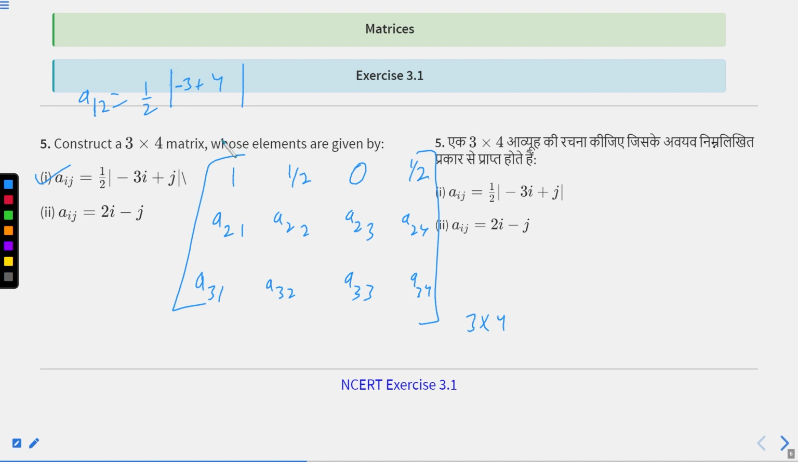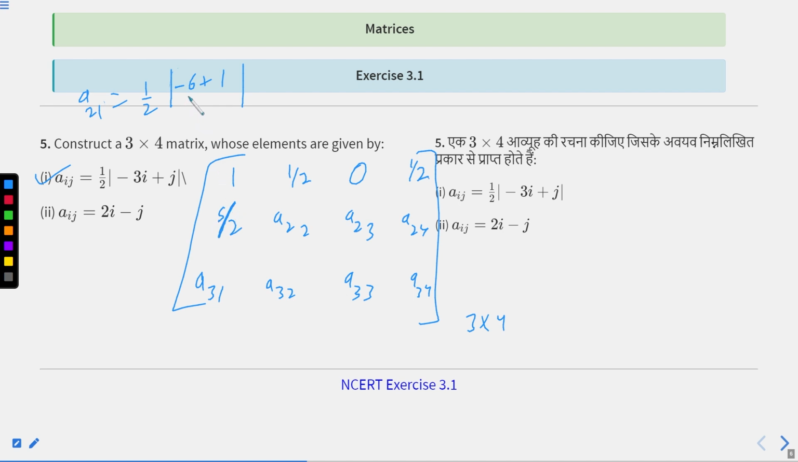Okay, I hope that it is clear. Now for A21, at the place of i you are having 2, so it means minus 6 plus 2... this will be 7, minus 7, sorry, not minus 7, this will be minus 5, and because of the mod you will have positive, so 5 by 2. If you are seeing any calculation mistake, please do correct.